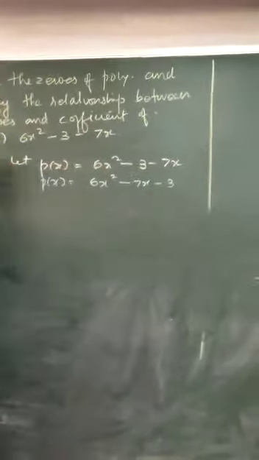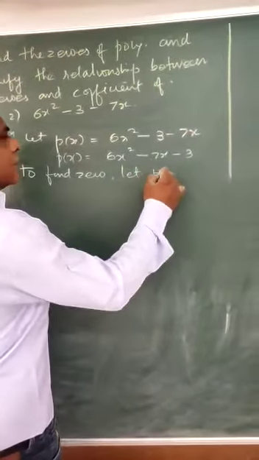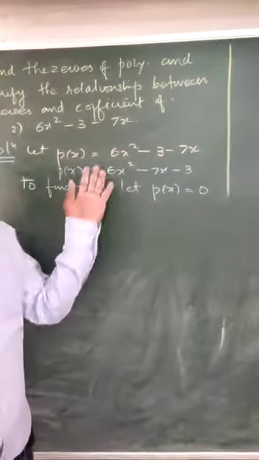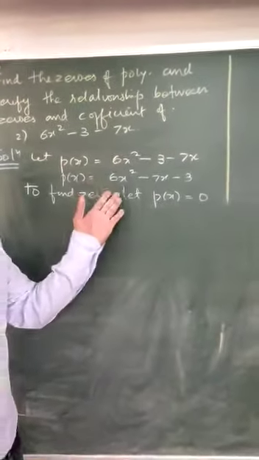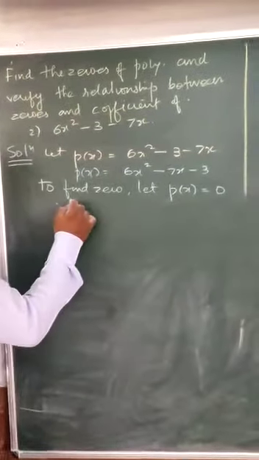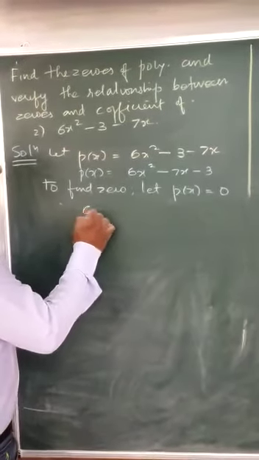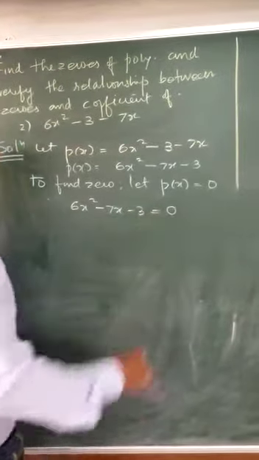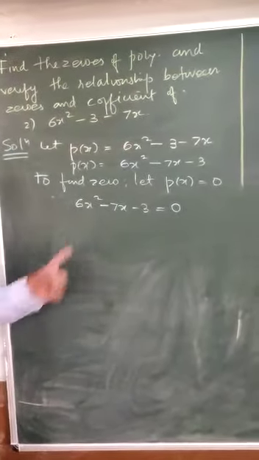So we can let p of x is equal to 0. Remember, whenever you have to find the zeros of any polynomial, you have to equate it equal to 0 and solve it. Therefore this becomes 6x square minus 7x minus 3 is equal to 0. Now this is a quadratic equation.